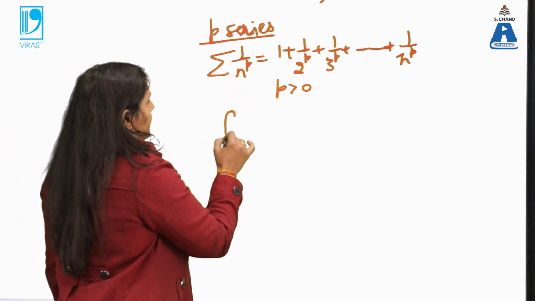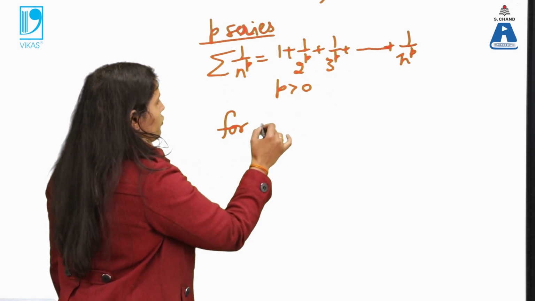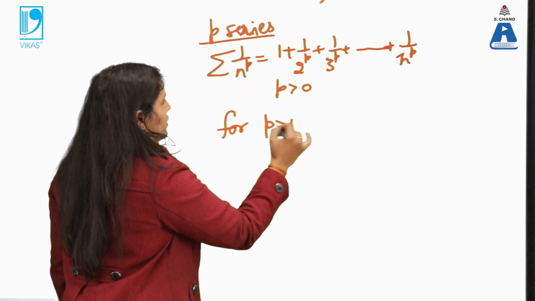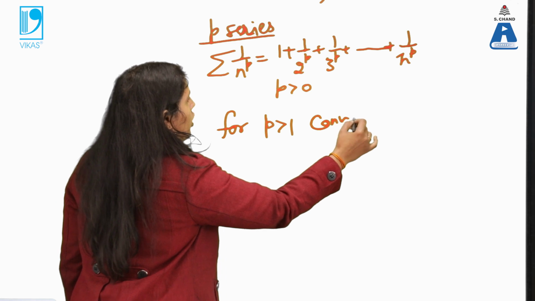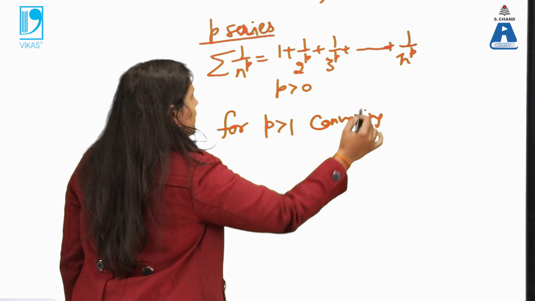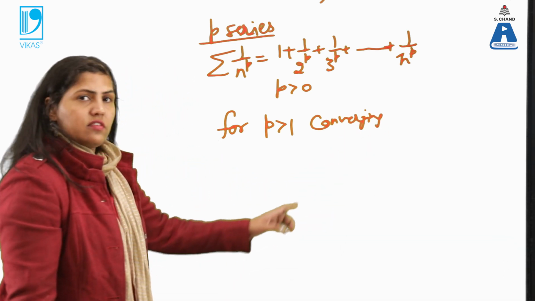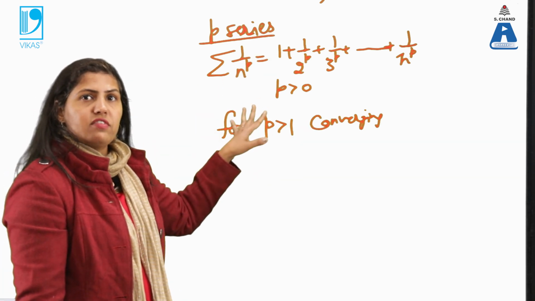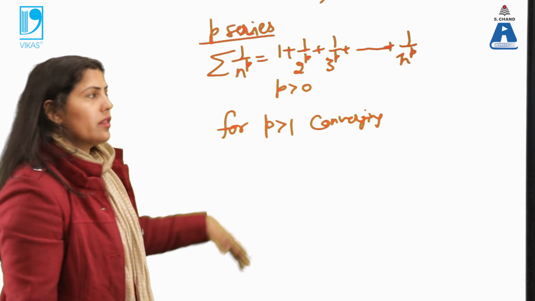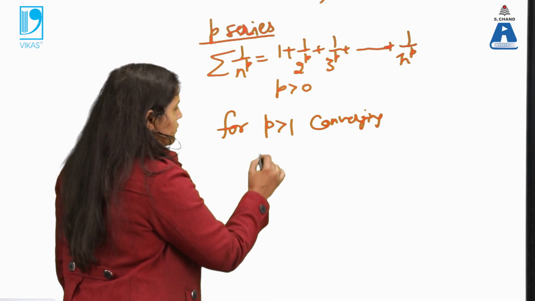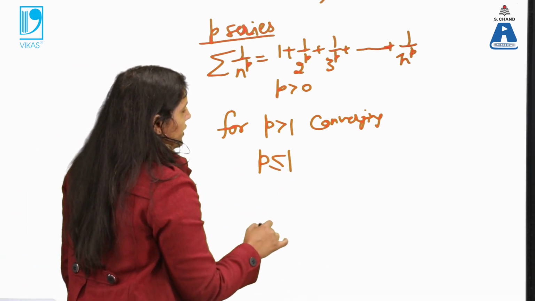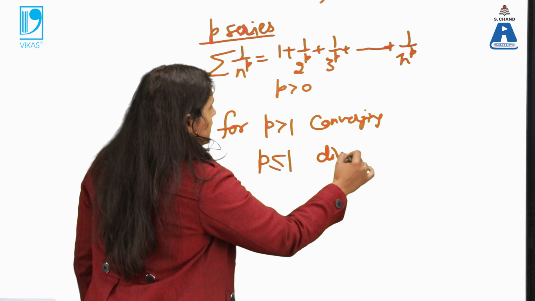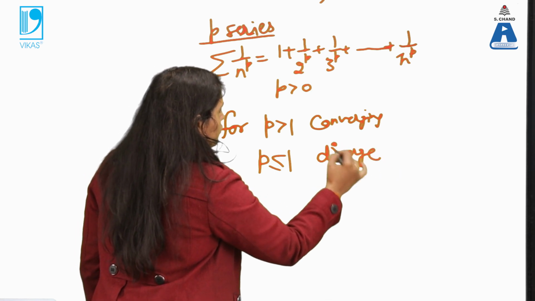So if you have such series for P greater than 1, the series will converge. If you notice, for geometric series, for common ratio R less than 1, the series was converging. But for P series, if P is greater than 1, the series will converge. It means for P less than or equal to 1, the series will diverge.